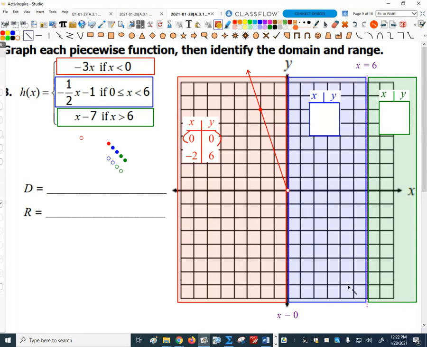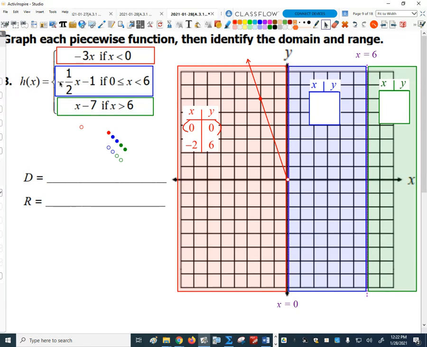6 and... is it 0 and 6? There you go, 0 and 6. Very good. So if I plug 0 in, I'm going to get negative 1/2 times 0 is 0, minus 1 is negative 1. So I get the point 0, negative 1.